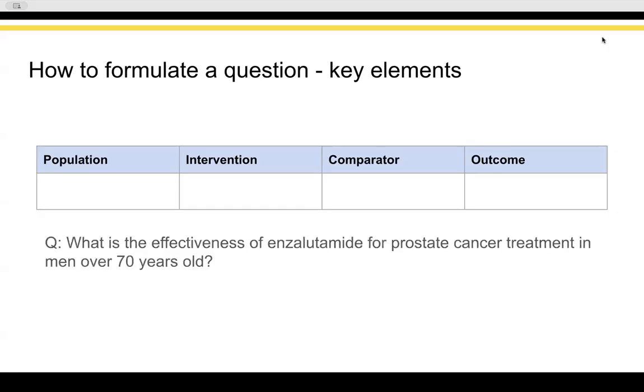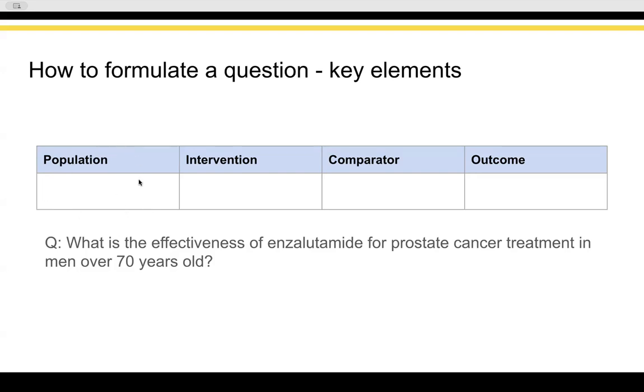So, for example, if we had a very specific question, like what's the effectiveness of enzalutamide for prostate cancer treatment in men over 70 years, we can use this particular mnemonic to break our question down. It's often used in the field of healthcare, which is where the component population comes from, because it's always a human population that's being described. But you'll often see people referring to PICO, or what their PICO elements are. And the P stands for population, the I for intervention, the C for comparator, and the O for outcome.